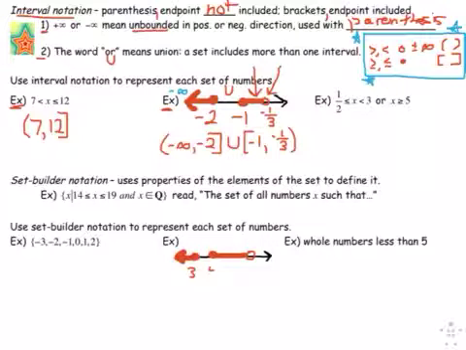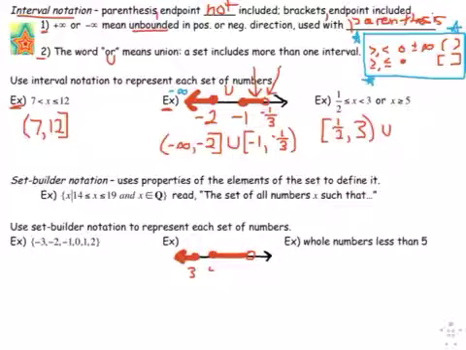For the first inequality, 1/2 is included because x is greater than or equal to 1/2. So we use a bracket, 1/2. Then we run the interval to 3, not including it.